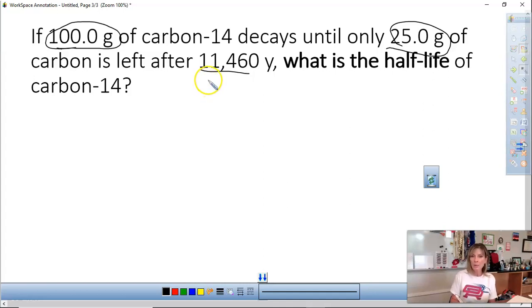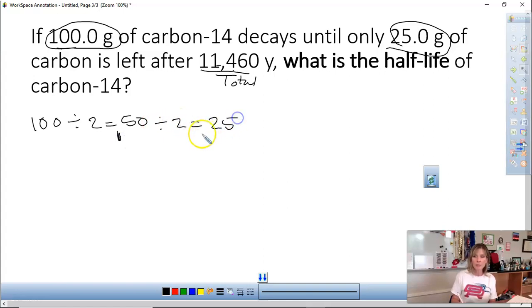So I want to know how much is 1 half-life. Okay, that's the total amount of time this thing decays. It goes from 100 grams to 25 grams. We'll see how many times it decays in half to get to 25 grams. So 100 divided by 2 is 50. There's 1 half-life. Divide that in half. There's our 25 grams. How many times did it have to decay? It had to decay 2 times.